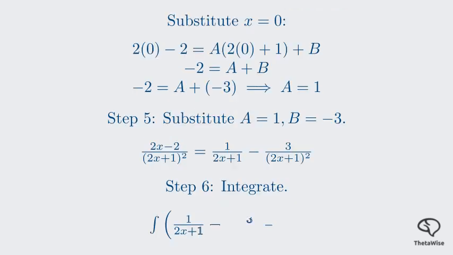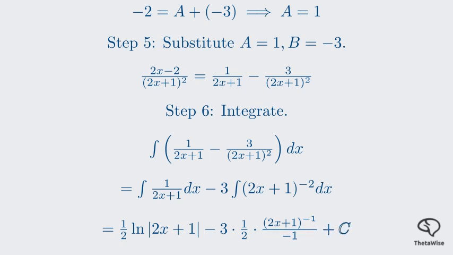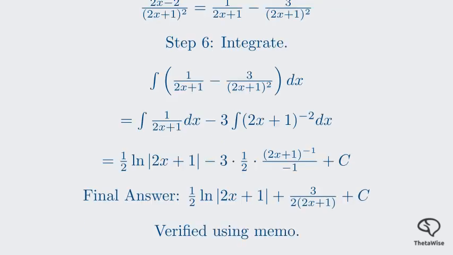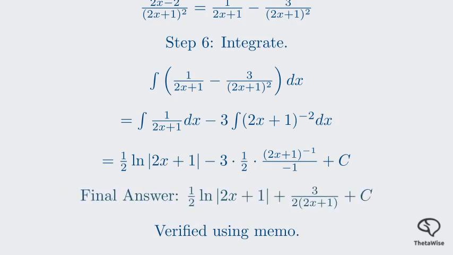Step 6. Integrate. The integral of the first term is 1/2 times the natural log of 2x plus 1. The second term requires the power rule for integration. We rewrite it as negative 3 times 2x plus 1 to the negative 2. Integrating this gives us negative 3 times 1/2 times 2x plus 1 to the negative 1, all over negative 1. The negative signs cancel out. The final result is 1/2 natural log of 2x plus 1 plus 3 over 2 times 2x plus 1, plus c. Verified.